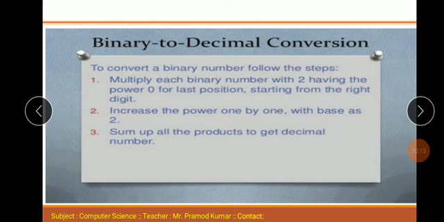Next, binary to decimal conversion. To convert a binary number, follow these steps. Multiply each binary digit with 2, having the power of 0 for the last position, starting from the right side. Means starting from the right side and taking the power 0 first on the right side. Increase the power by 1 each time with base 2. Means to the power 0, to the power 1, to the power 2 like this. Sum up all the products to get the decimal number. This is the binary to decimal conversion.